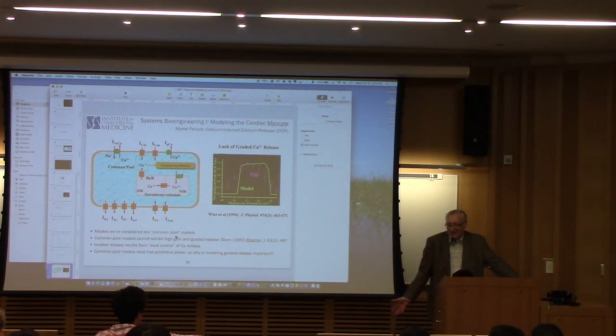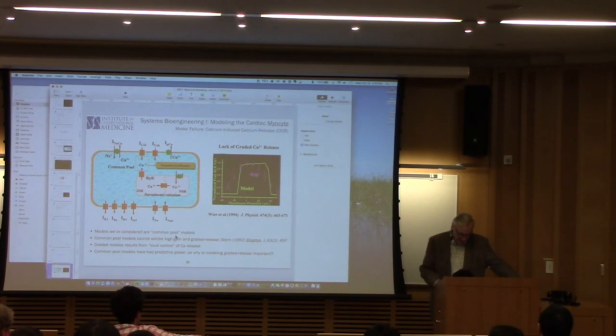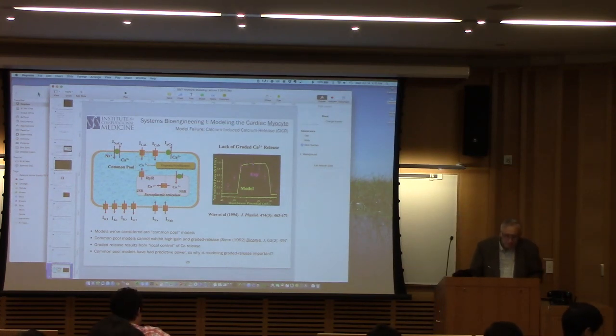So we'll talk about this next time. It turned out to be an extremely important model failure for us because it's guided everything we've done since then and what many other people have done in modeling for cardiac myocytes. So we'll pick it up there.